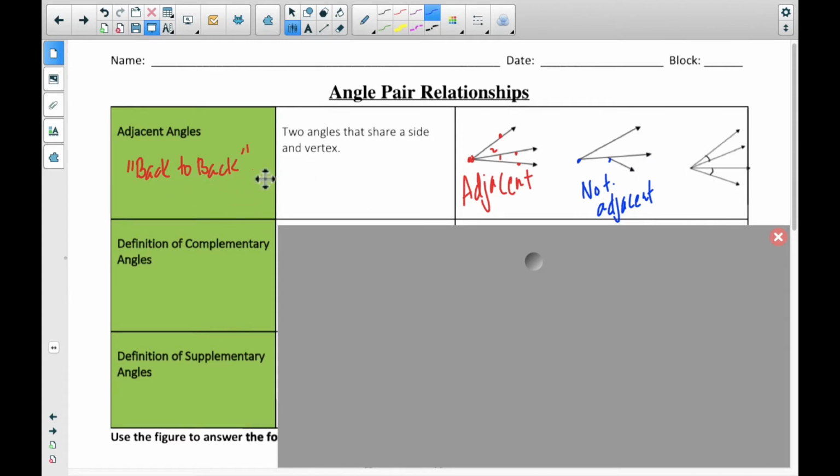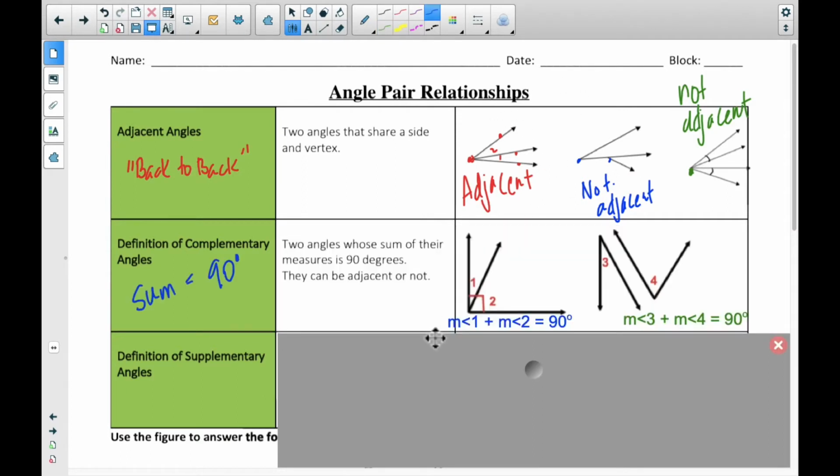So this phrase back to back is not a mathematical phrase. It's just something I'm trying to say to help you take a grasp on it. And similar to these, the ones that they have marked, these ones are not adjacent because they do share a vertex, but they're not back to back. So these are not adjacent, these are not adjacent, these are adjacent.